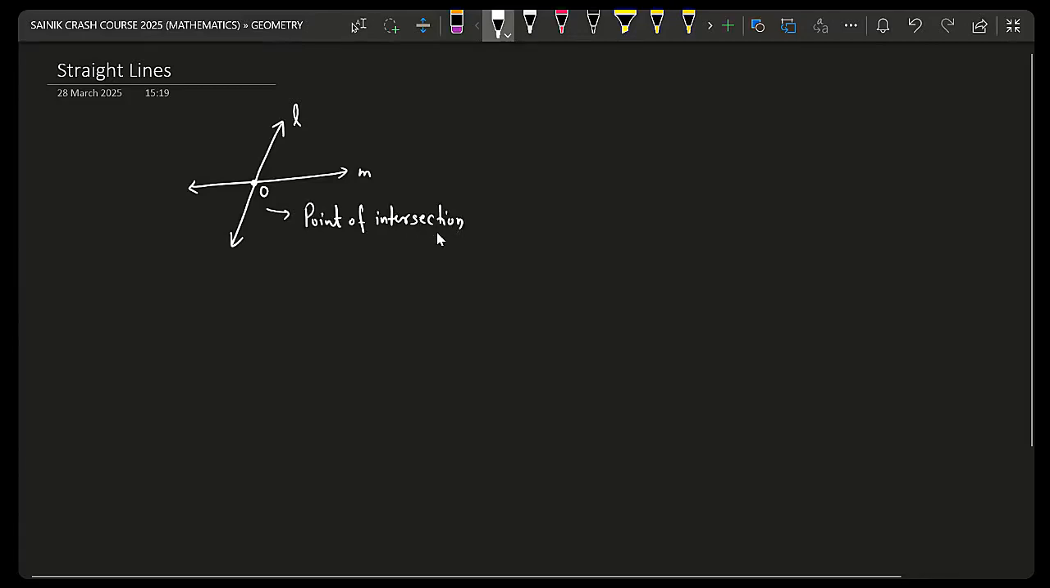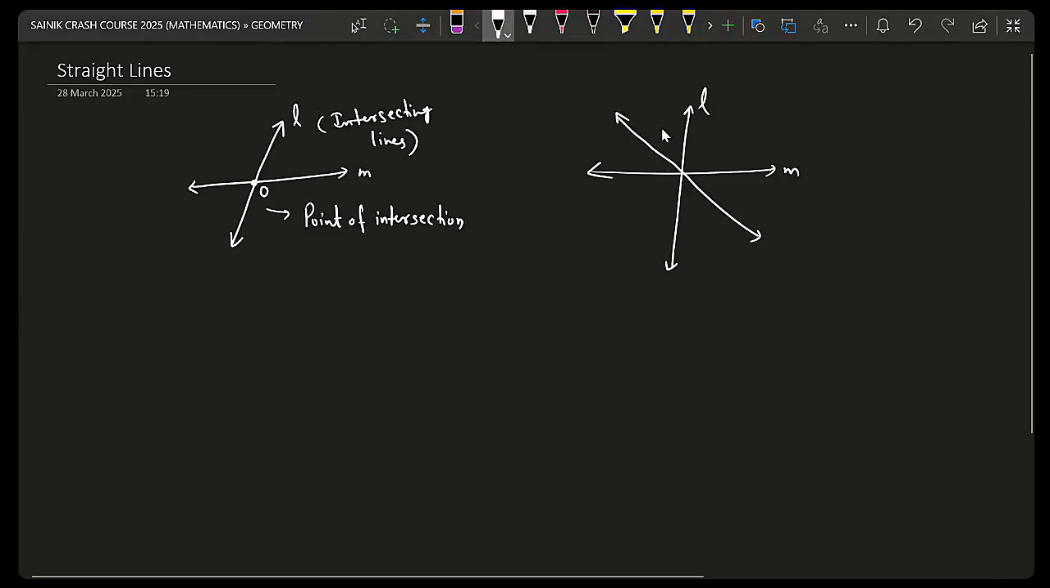And what are these two lines called? These two lines are called intersecting lines. So lines that have a common point are called intersecting lines, and the common point is called their point of intersection. But if more than two lines are there, like let us say this is line L, and let us say this is line M, and let us say this is line N.